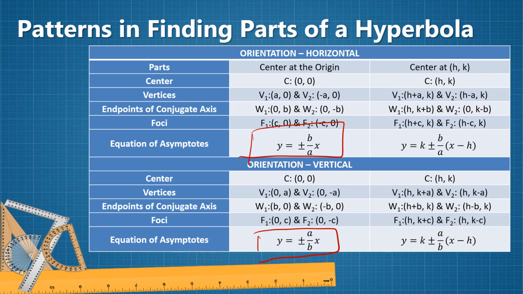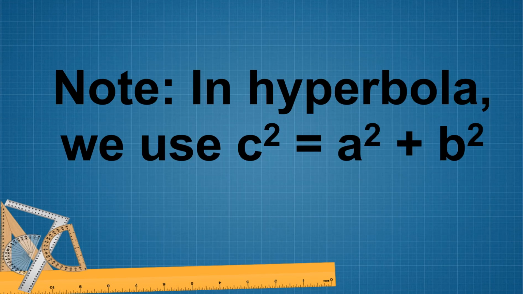Now let's have an example. But before that, let me remind you that in hyperbola, we use c squared equals a squared plus b squared, unlike in ellipse, where we use a squared equals b squared plus c squared. Because in hyperbola, c is the greatest distance, or the largest distance, of the three.